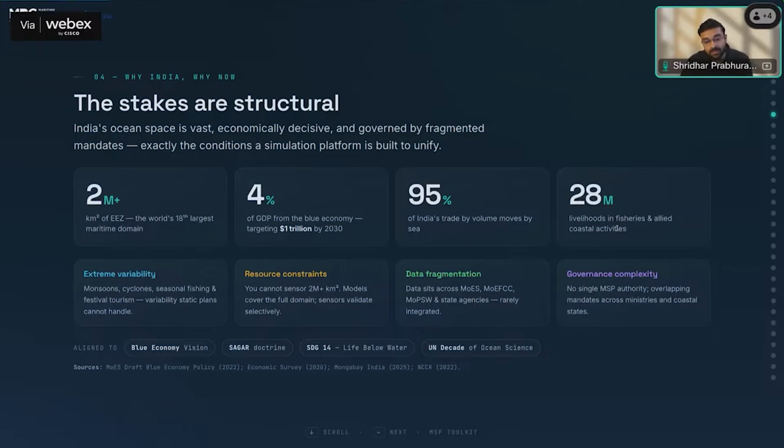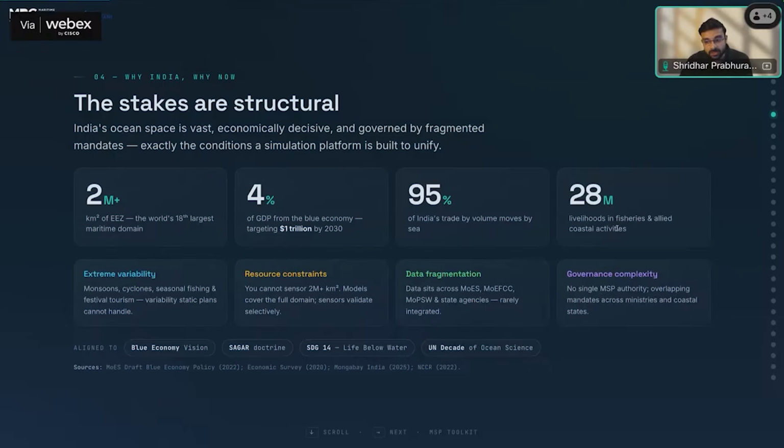The amount of resources required to perform that itself is extremely high. Therefore, we want to use simulation-based approaches to identify and model the outcome that we want, rather than deploying the sensors and identifying the data. Third is the data fragmentation. Again, as I mentioned, we have multiple agencies with data, and we want a platform where all of that can sit integratively. And the governance complexity.